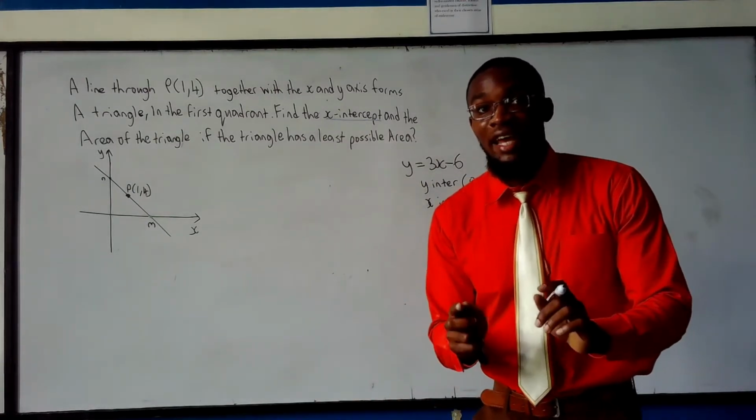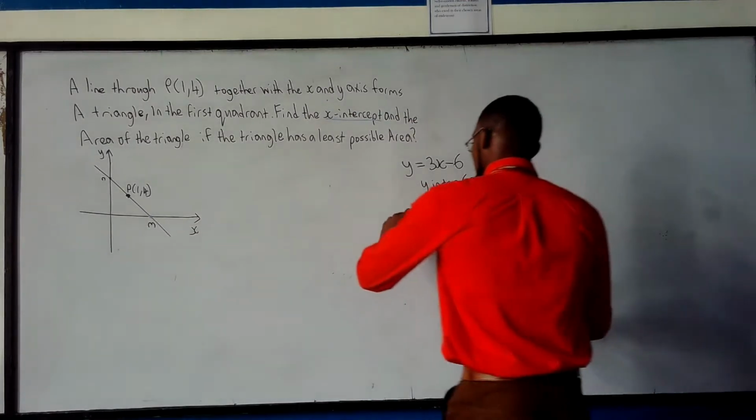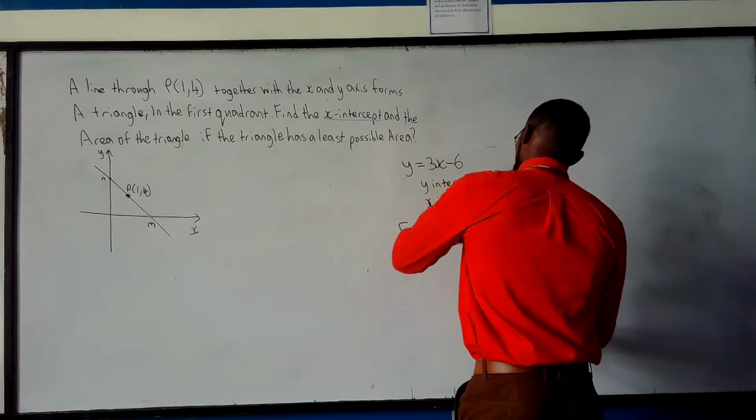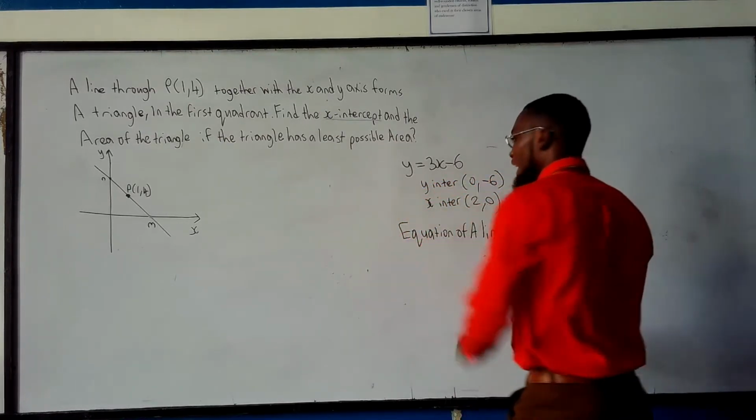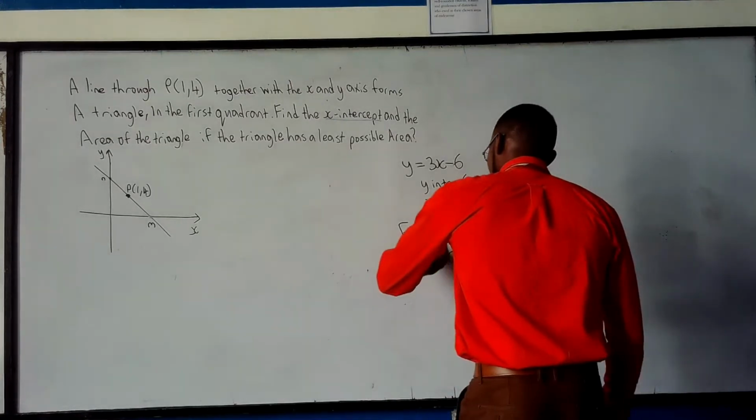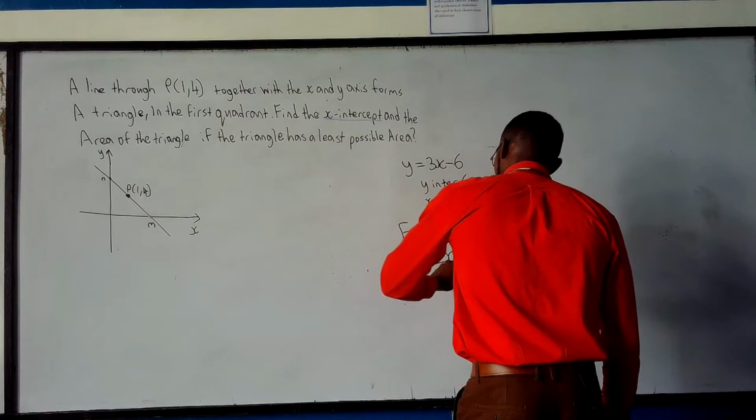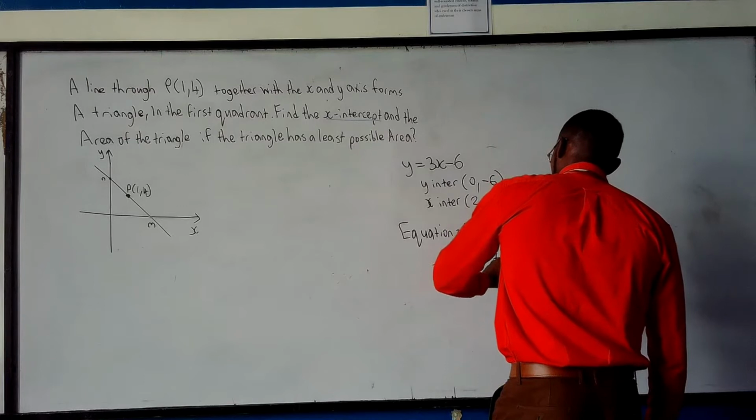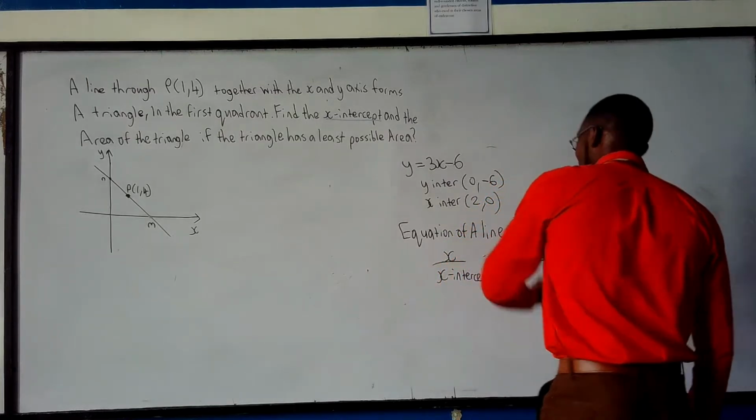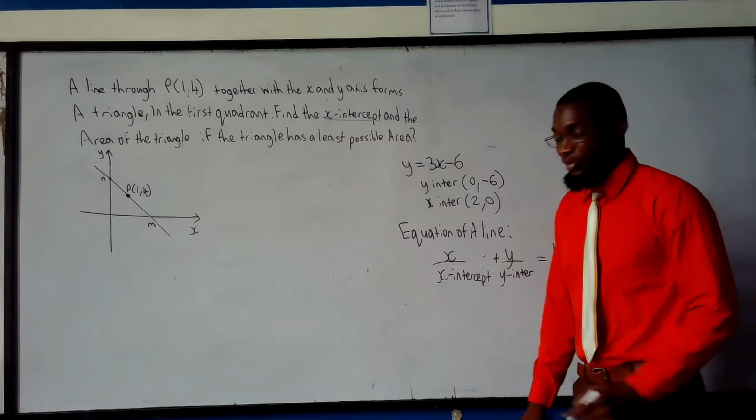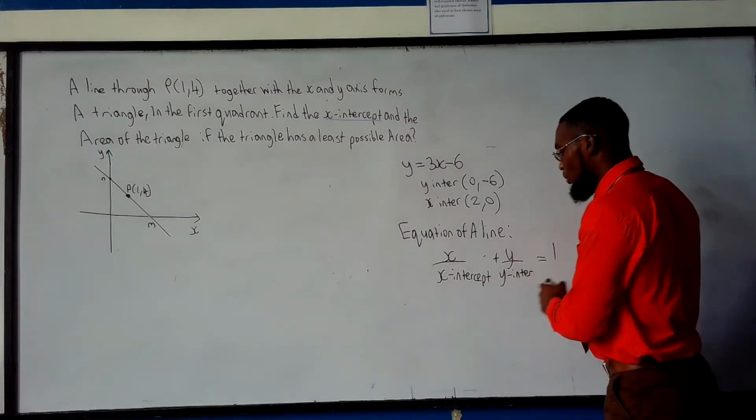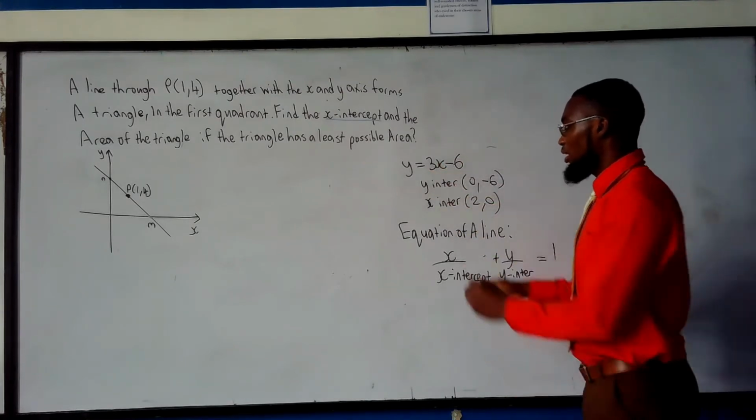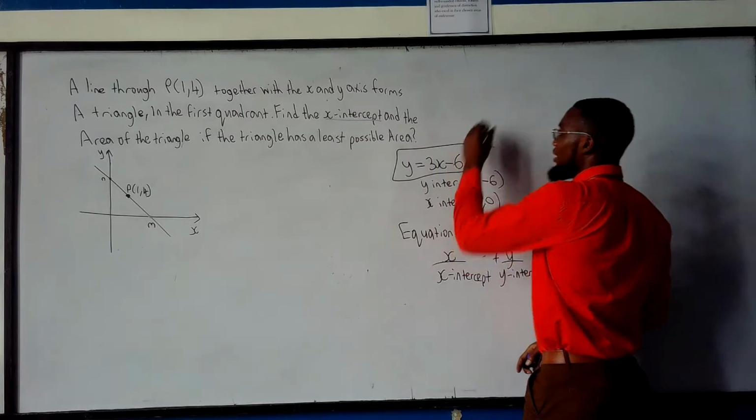Now I'm going to show you something really amazing. The equation of any line can be written in this form: x over the x-intercept plus y over the y-intercept equal 1. The equation of any line can be written in the form x over x-intercept plus y over the y-intercept equal 1. Example, this line y equal 3x minus 6.